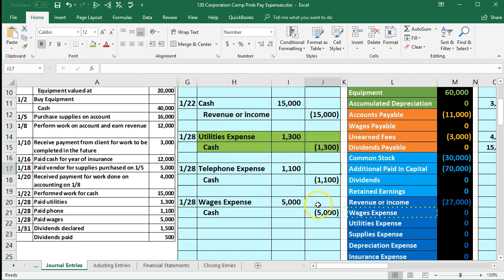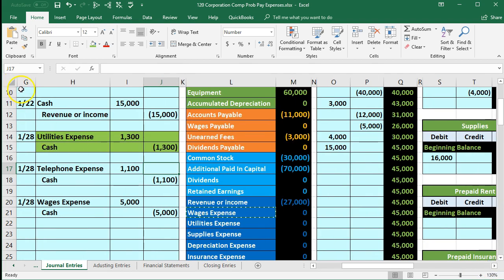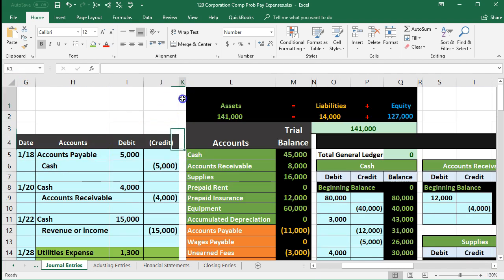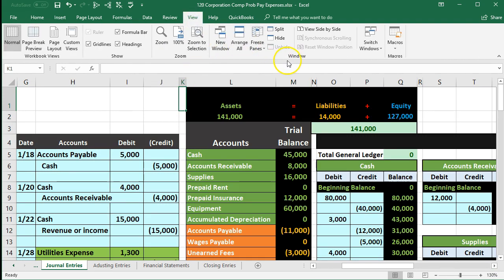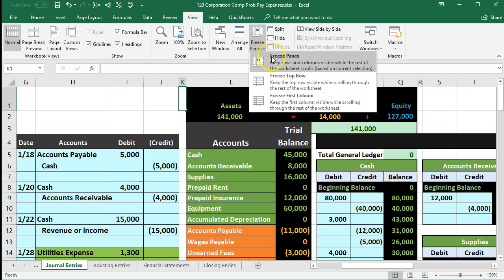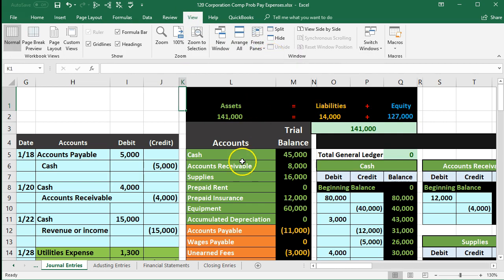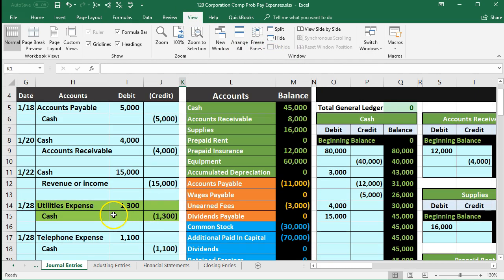Okay, so then we're going to go and post this. To post it, we'll freeze the panes. So I'm going to scroll to the right so that we have G flush. Then I'm going to go all the way to the top, put my cursor in K1, and then go to the View tab, Windows group, freeze panes. Okay, so then we're going to post utilities first.